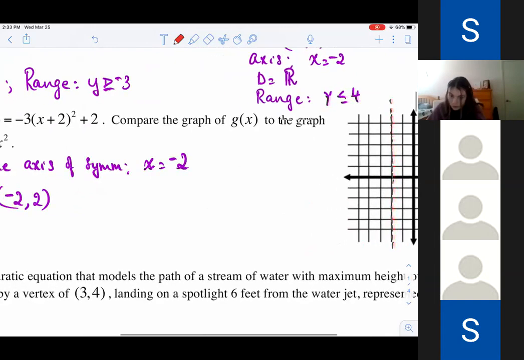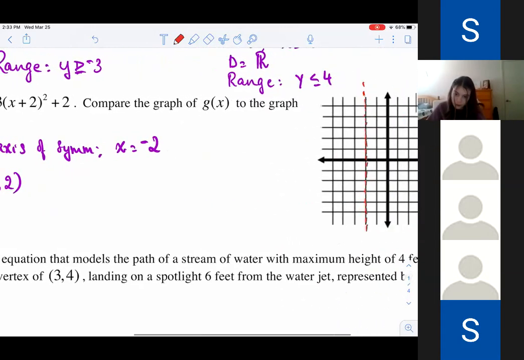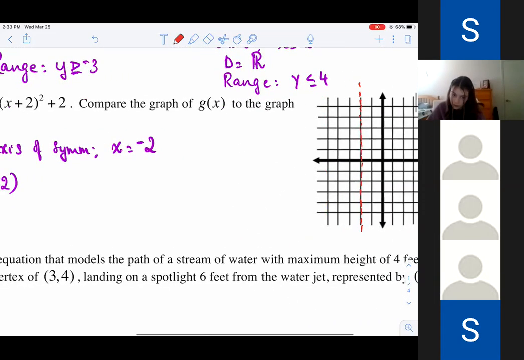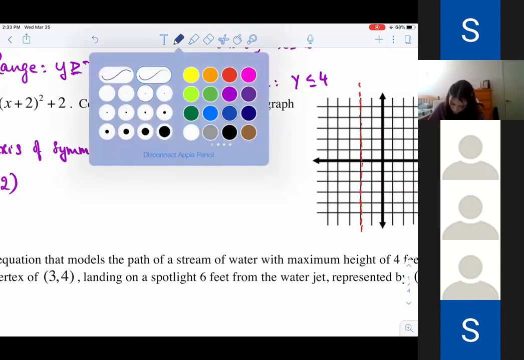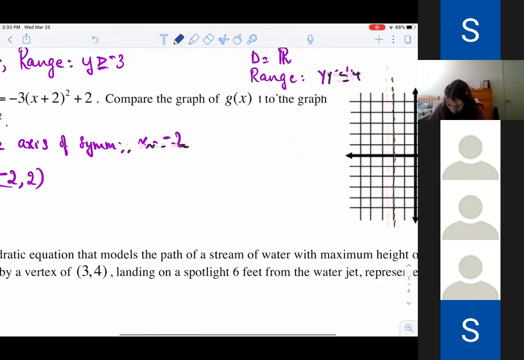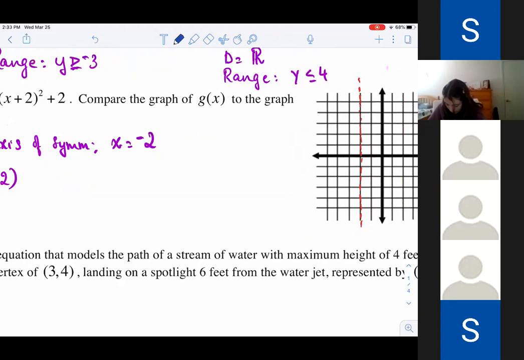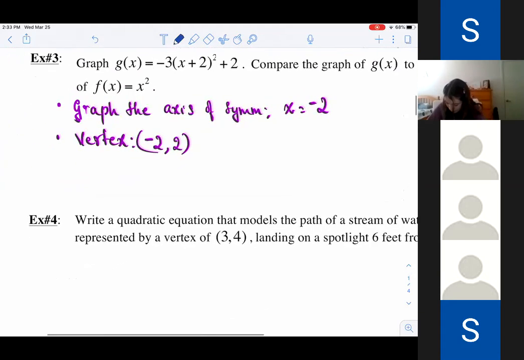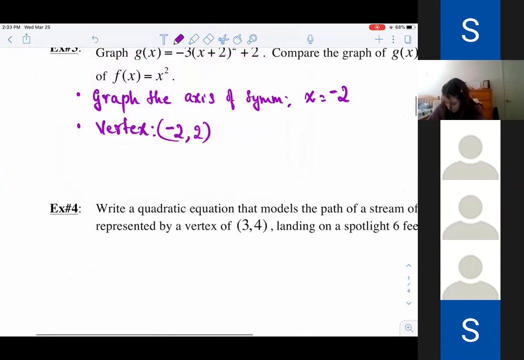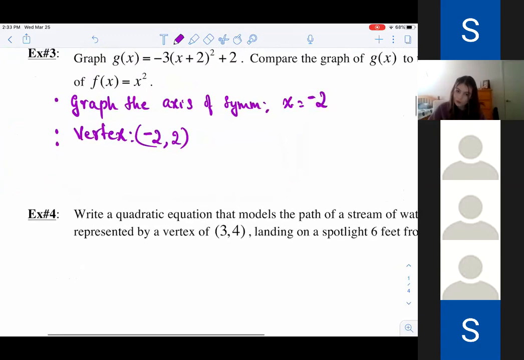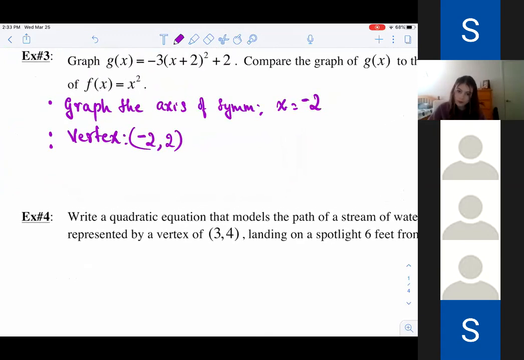Okay. Now I want you guys to plot the vertex, negative 2, 2. Next, plot the y-intercept.